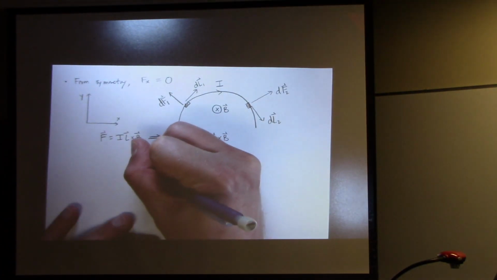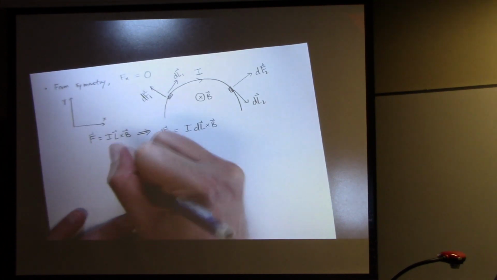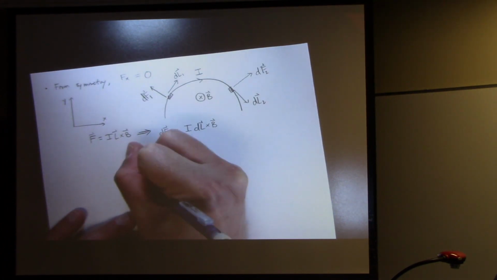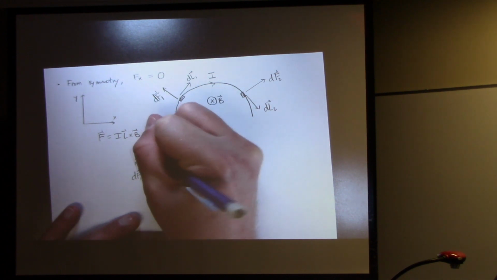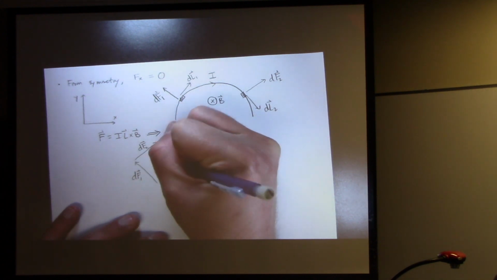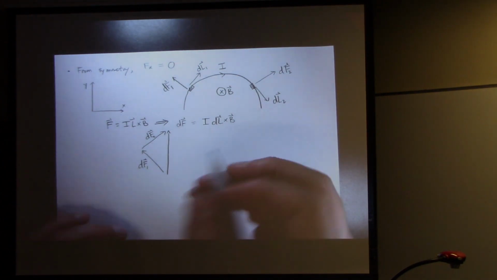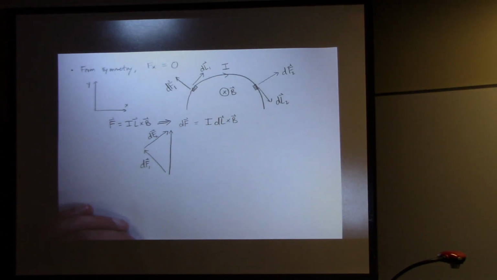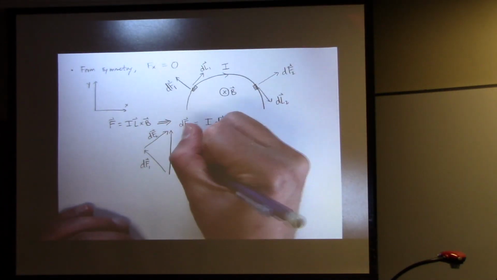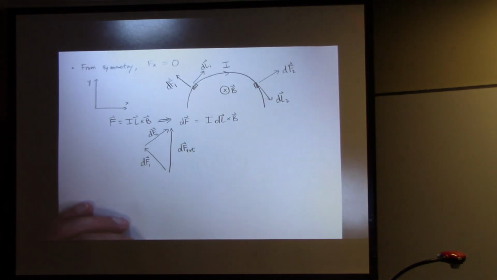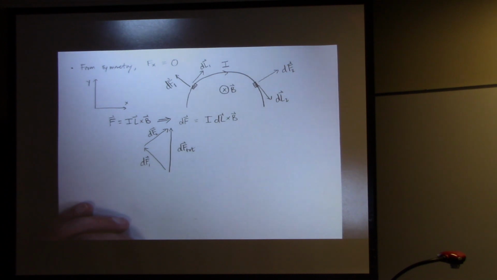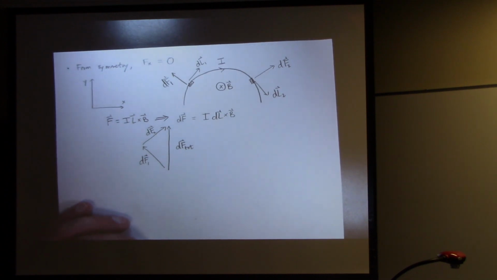If I take dF1 and then I add it to dF2, these two vectors add in such a way, so I'm actually showing them tip to tail. These vectors add in such a way that the total force is just going up, okay? So the x components cancel out.